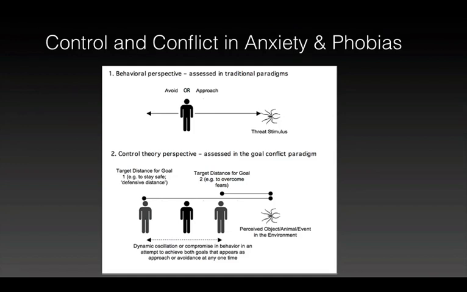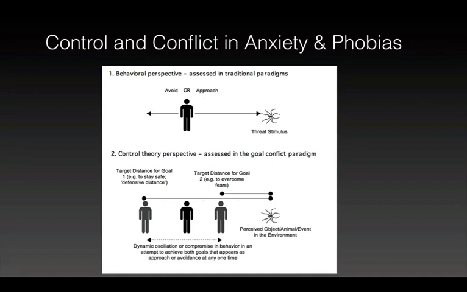We can also look at conflict within anxiety and phobias. The classic approach is to simply regard approach or avoidance as a response to a threat stimulus, like in the top diagram. But a control theory perspective is more complex. The idea is that the person controls a perceptual variable, and for this it is distance from the feared object.